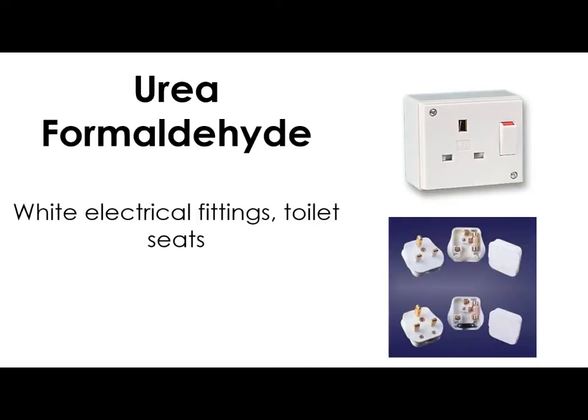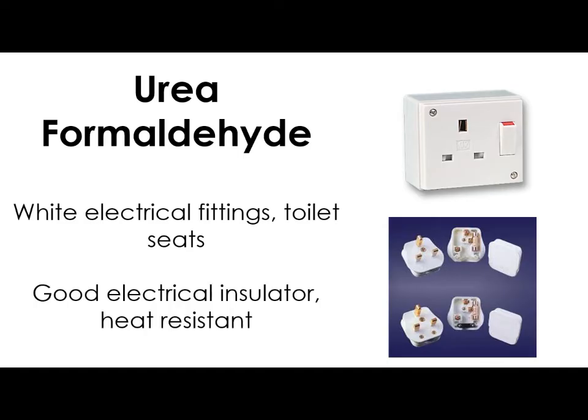This one, bit of a classic one. Don't ask me why it's used for toilet seats. I have no idea, but the most common use for urea formaldehyde is electrical fittings, so plugs, plug sockets. It's a fantastic electrical insulator. It's very heat resistant. Because it's a thermoset, it is not going to soften or change shape. It's going to keep its shape. So urea formaldehyde is commonly used in electrical fittings because of it being such a good insulator of both heat and electricity.